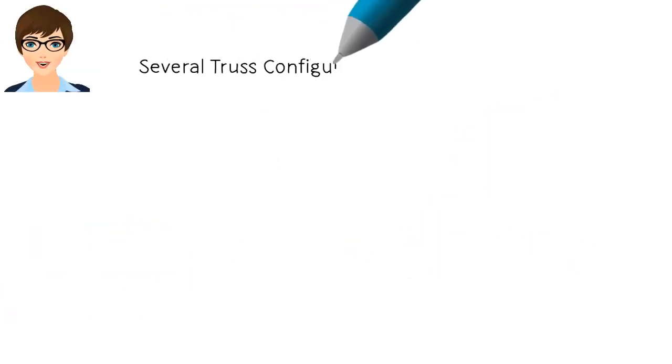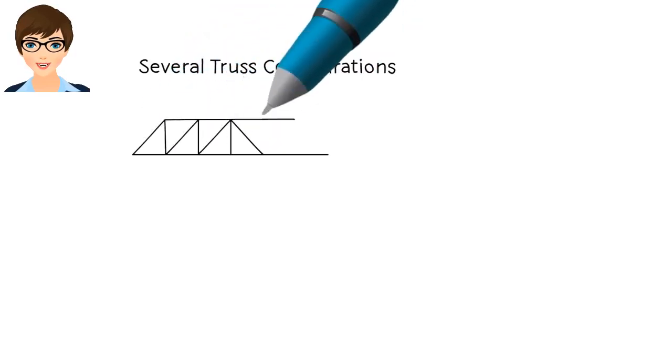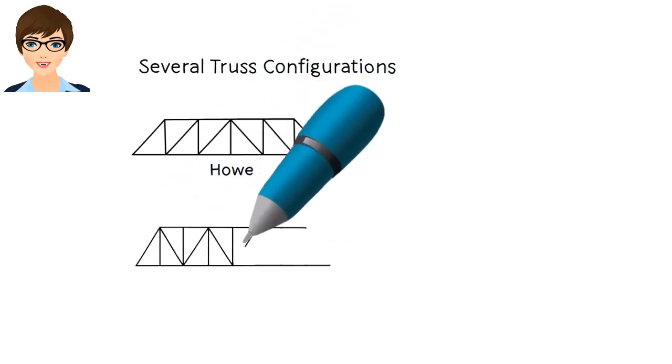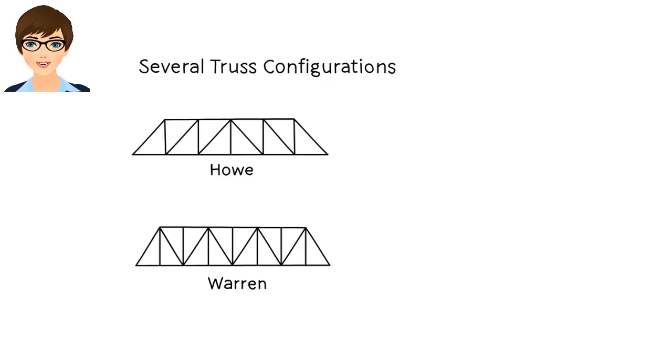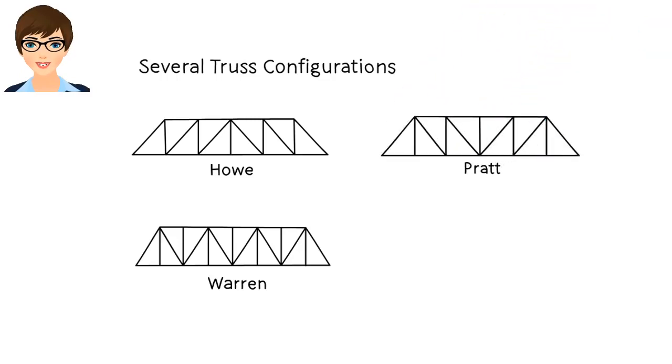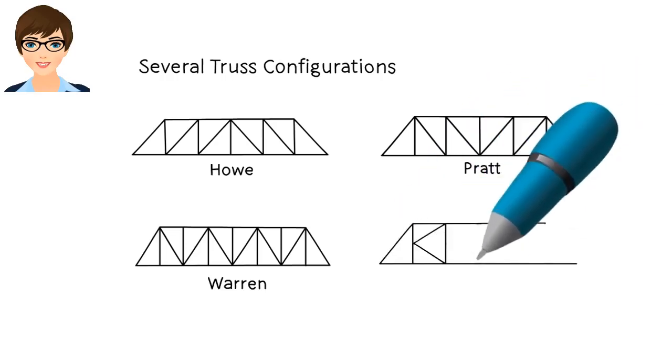Here are a few truss configurations usually seen in building roofs and bridges. Howe truss, Warren truss, Pratt truss, and K truss.